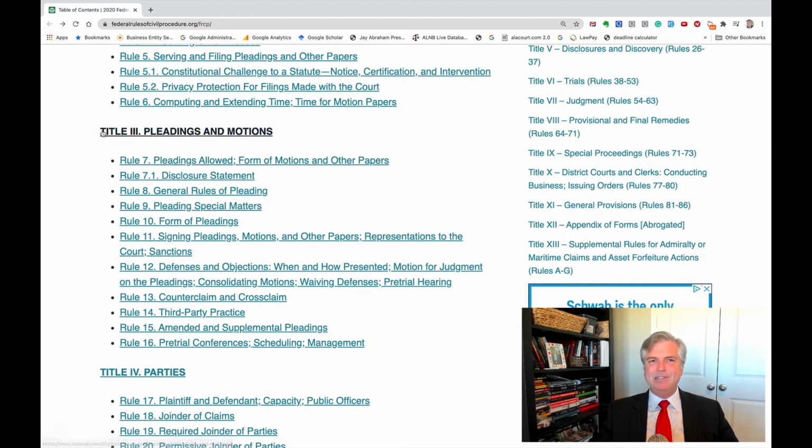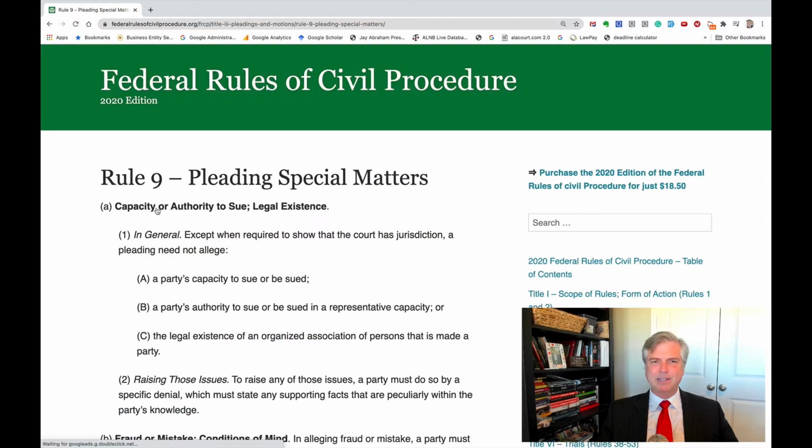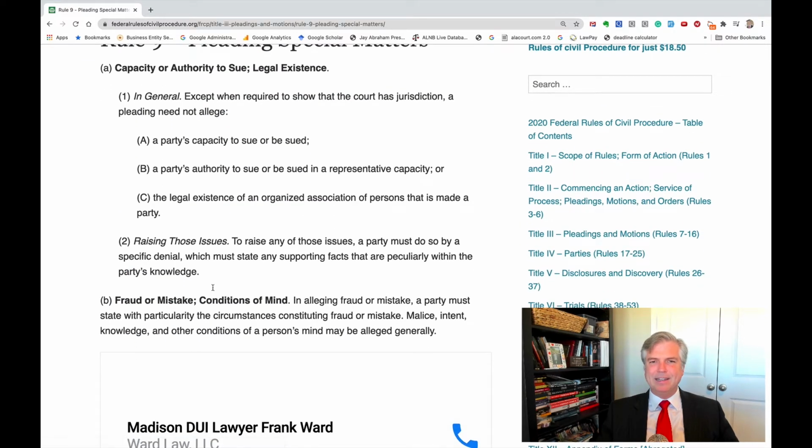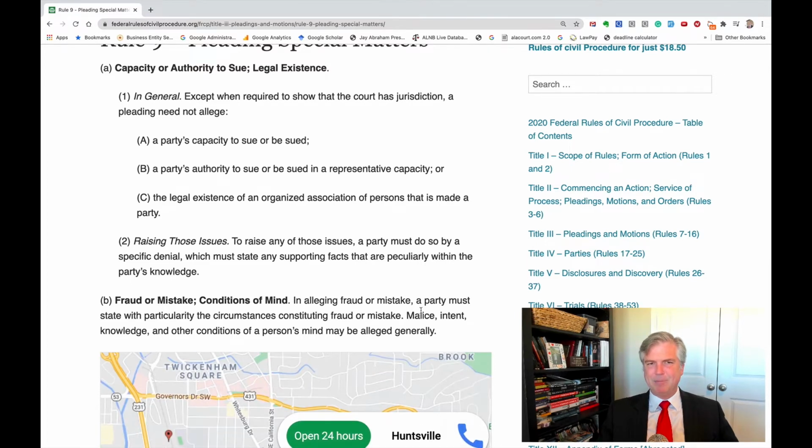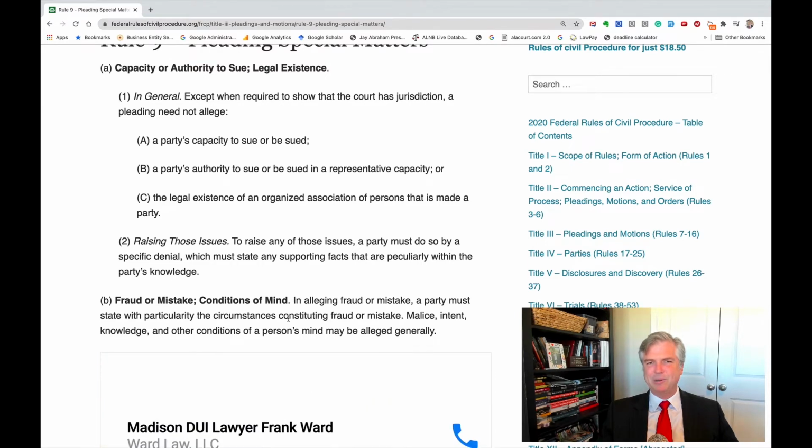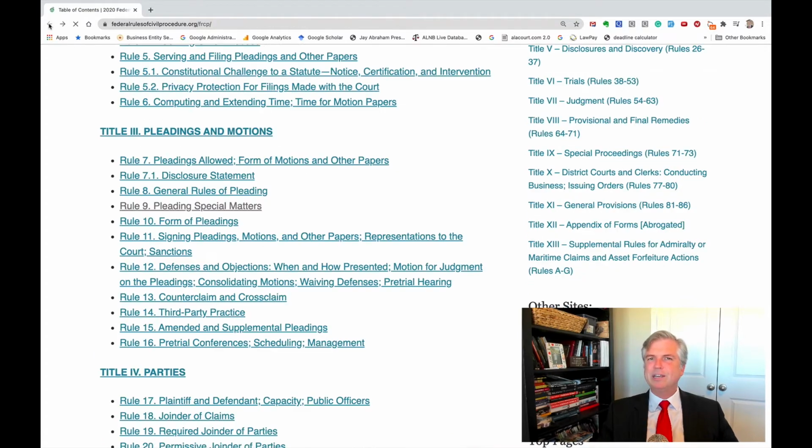And then we get into Title III, and this is a big area of focus when you're in court. And that is the pleadings and the motion. So what types of pleadings are allowed? What's this Rule 9, pleading special matters? Let's just look at this real quick. If we're pleading fraud, things like that, a party must state with particularity the circumstances constituting fraud. So it just tells us some little different rules based on what we're pleading.